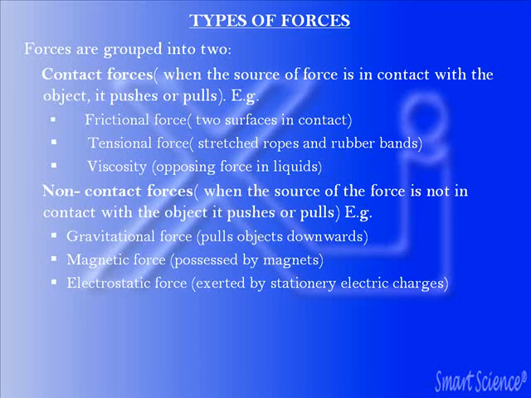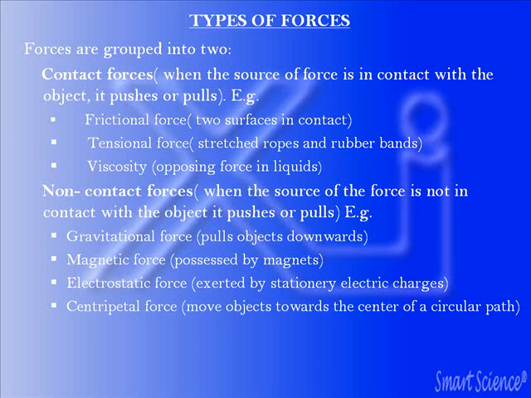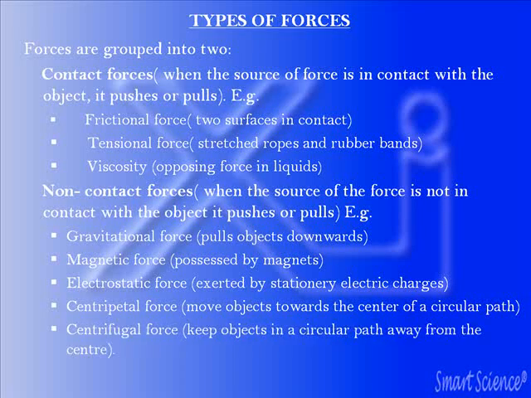Then we also have centripetal force, which is the force that moves an object in the circular path toward the center of the circle. Then we also have centrifugal force, which is the force that keeps an object in the circular path away from the center. So these are the two forces that have to do with objects moving in a circular path: centripetal force and centrifugal force. But centripetal keeps the object towards the center of the circle, whereas the centrifugal keeps the object away from the center of the circle.